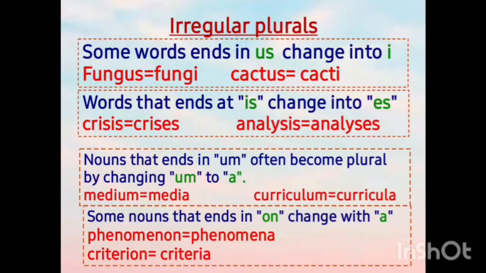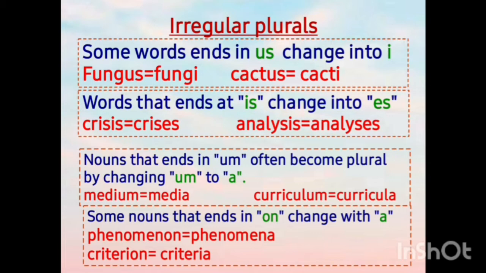Here are some rules for irregular plurals. Number 1 rule is some words ends in us change into i, like fungus. We'll remove us and we'll put i, so it will be fungi. Cactus, cacti. Number 2 rule is words that ends at is change into es. Here are some examples like crisis. We'll remove is and we'll put es to make it plural.